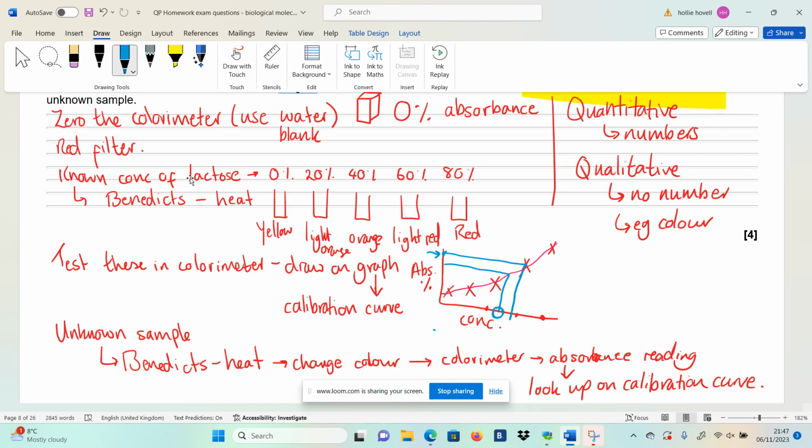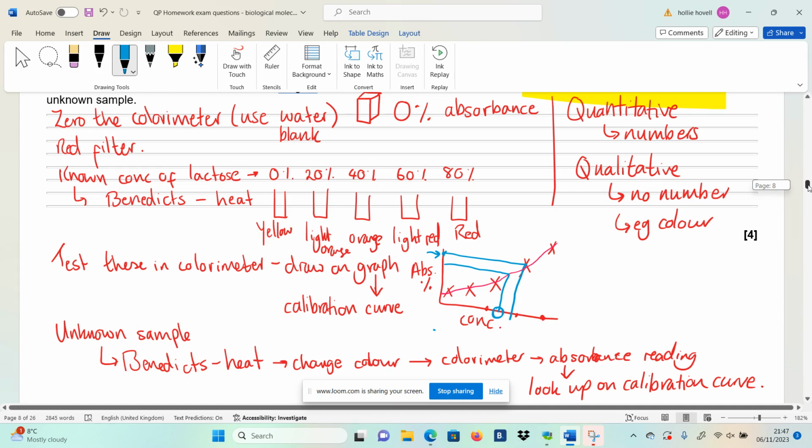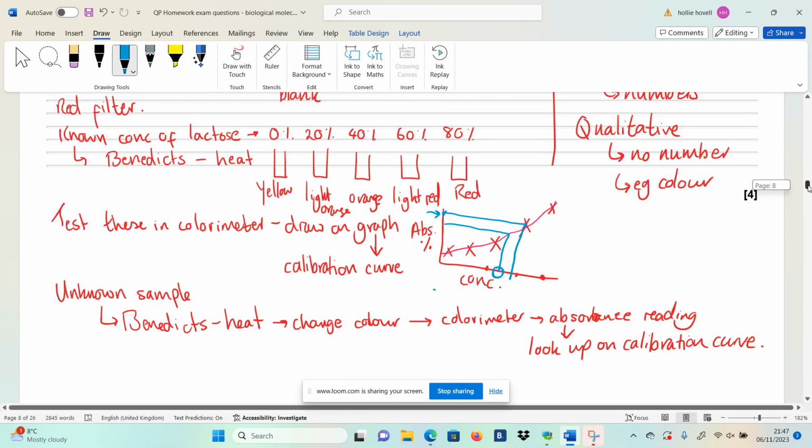Okay, that is a really tricky question, that one, but it's getting used to this idea of how we make calibration curves to test unknown samples, and that can apply to any experiment where you're looking at colour change. Okay, so it's worth knowing. The other thing that's worth knowing from that question is what's the difference between quantitative results and qualitative results.